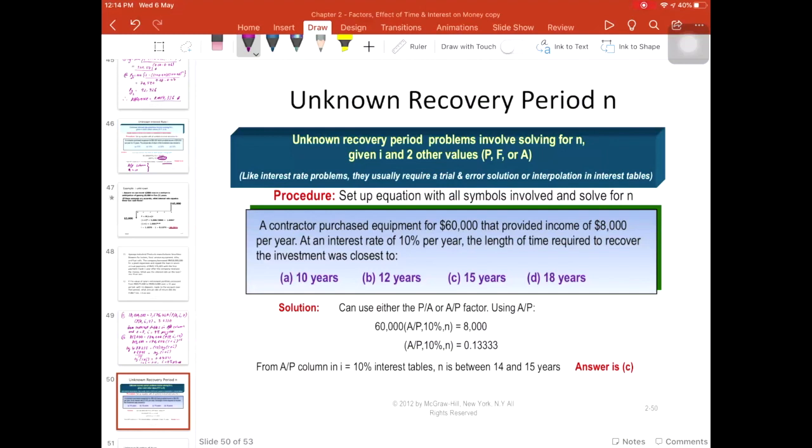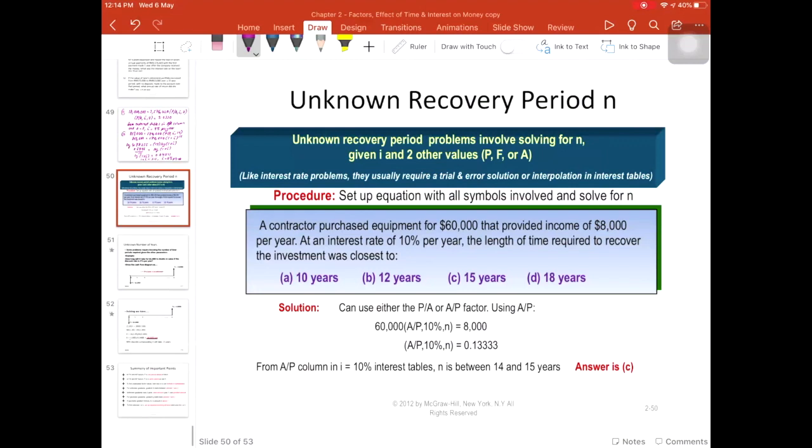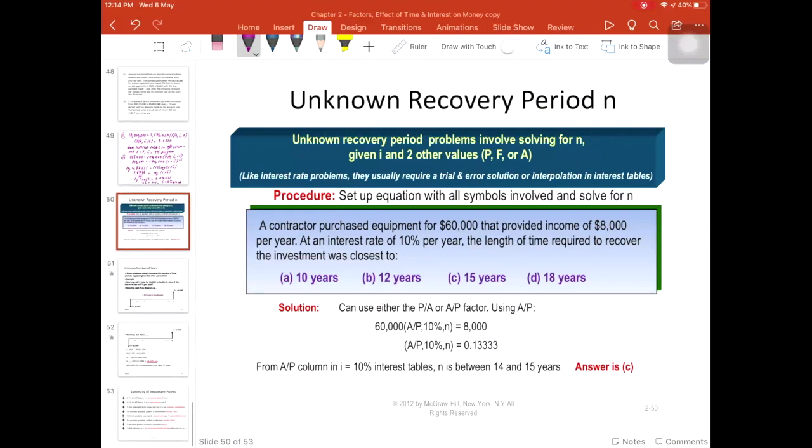You find only the page for 10%. You find the A over P column at 10%, and then which n is closest. At your level you have to do the interpolation, same as before. This one is a very simple example, so I don't need to discuss it.